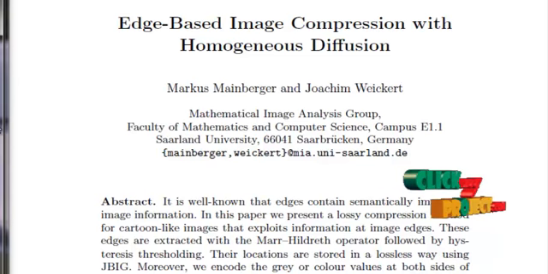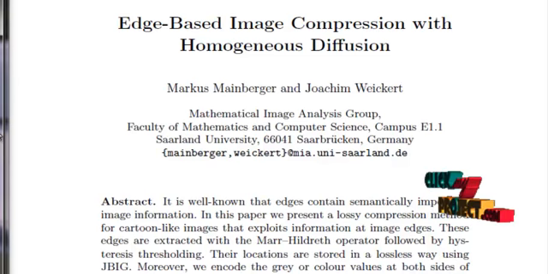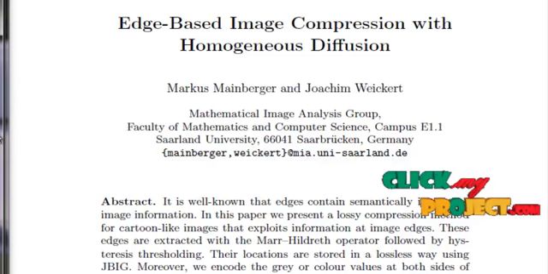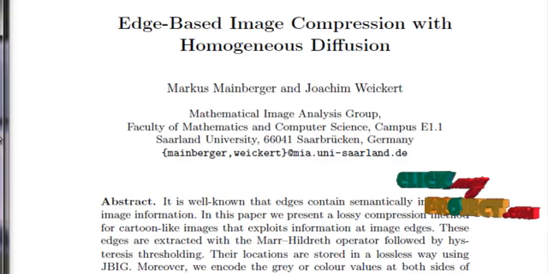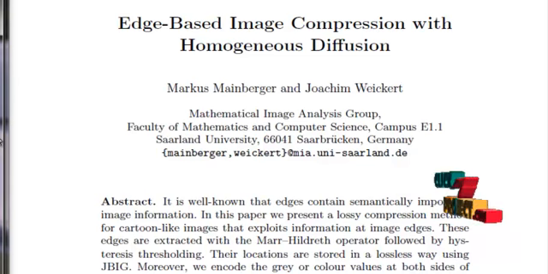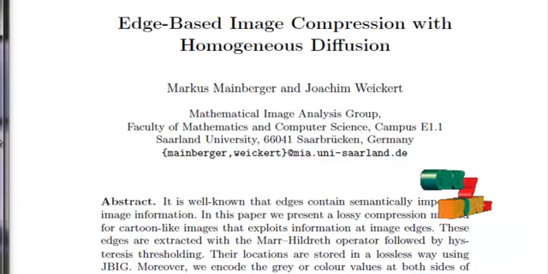Moreover, we encode the gray or color values at both sides of each edge by applying quantization, subsampling, and PAQ coding. In the decoding step, information outside this encoded data is recovered by solving the Laplace equation, that is, the steady state of a homogeneous diffusion process. Our experiments show that the method outperforms the widely used JPEG standard and can even beat the advanced JPEG 2000 standard for cartoon-like images.